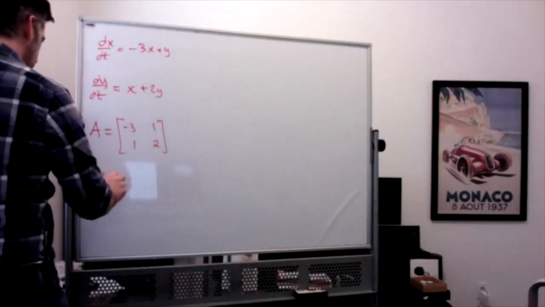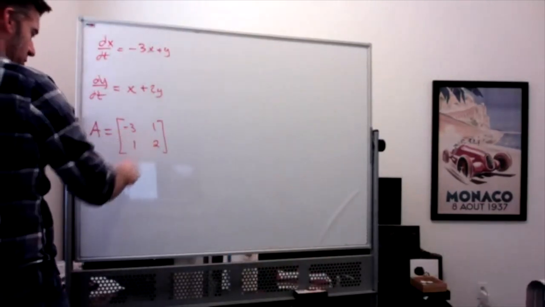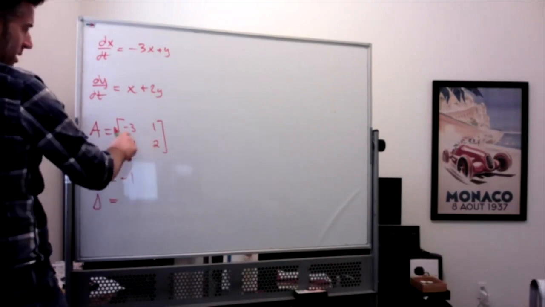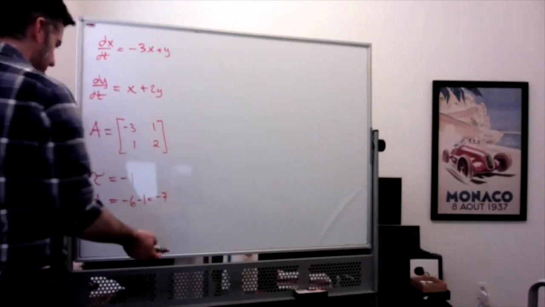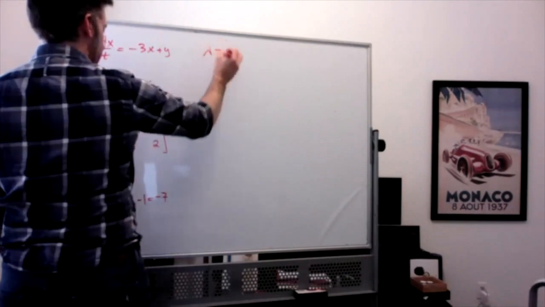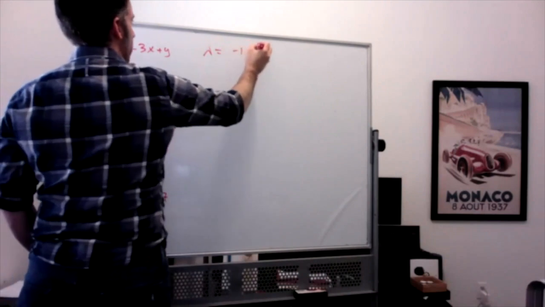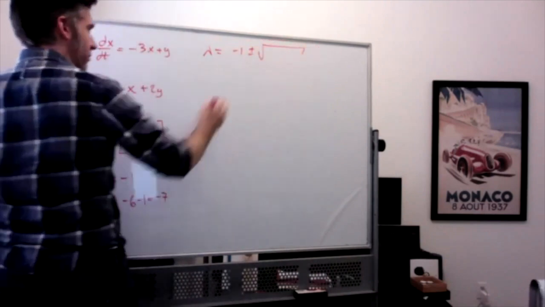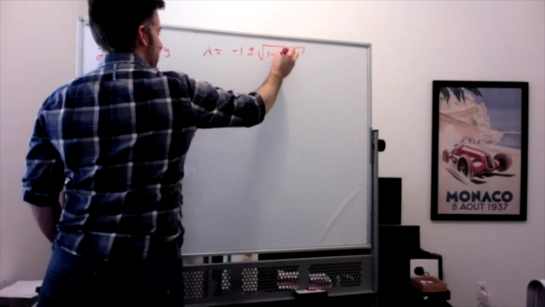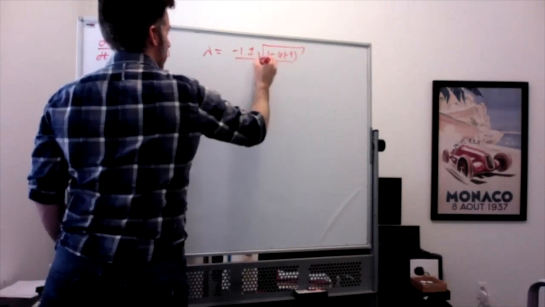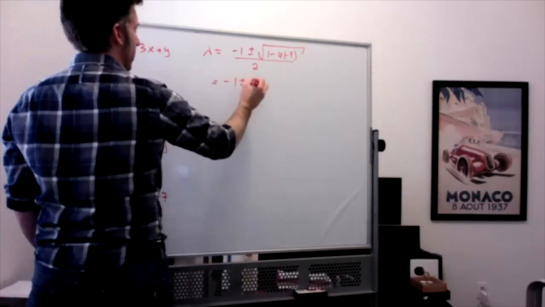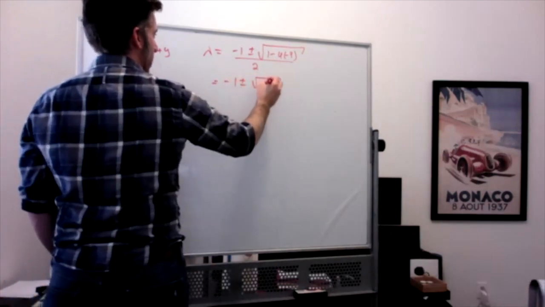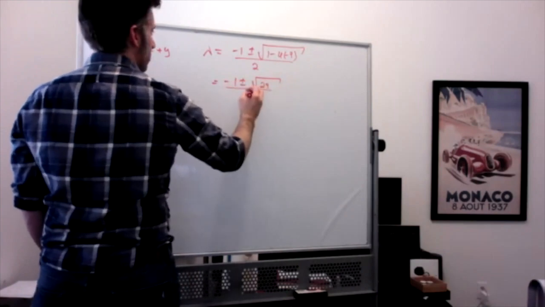But if it's not something where you have a 0 in one of those spots, I usually use the trace determinant method. So my trace here is negative 1, right? It's negative 3 plus 2. And my determinant is negative 3 times 2 minus 1, which is negative 7. Okay, so my eigenvalues are going to be negative 1 plus or minus the square root of negative 1 squared minus 4 times negative 7, all over 2. That's going to be negative 1 plus or minus the square root of 29, all over 2.